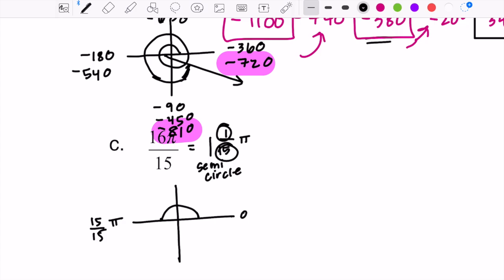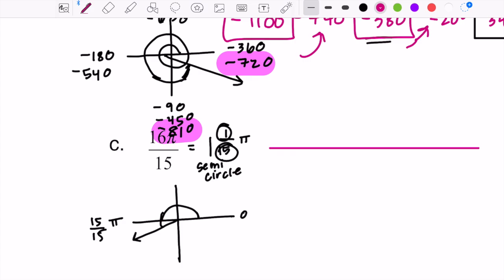That means that this whole piece down here is cut into 15 equal pieces, and because you only have a 1, you're only going to the first one. So it's a sliver, okay? So it's a little tiny sliver. So let's say it's right there, okay? So now what we're going to do is the math to find these coterminal angles, okay?